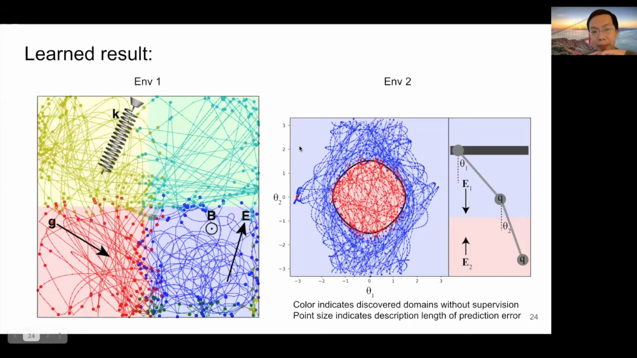So basically, afterwards, we can discover different physics laws, like this simple twin example in which we have an EN field, as well as gravity field and harmonic field, as well as in this double pendulum, in which there are two different domains. In one domain, the lower ball is inside E1, and in the other domain, the lower ball is inside E2, where this is much more difficult. And it also discovered the boundary between these two domains.